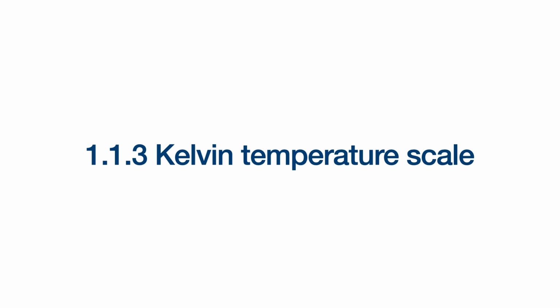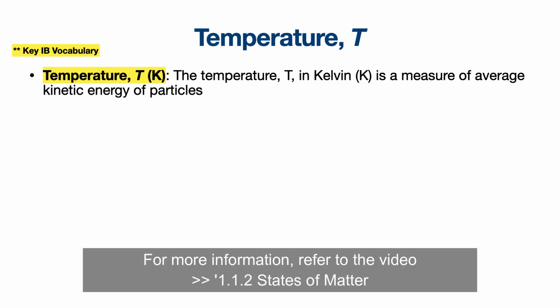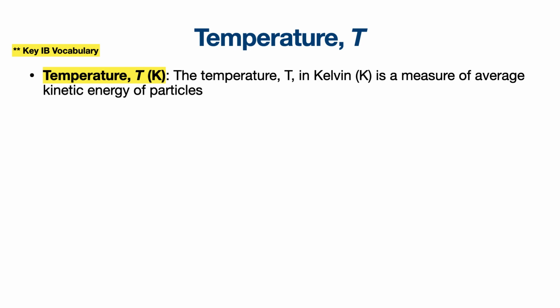Let's begin. Temperature. IB defines temperature in Kelvin as a measure of average kinetic energy of particles. This definition aligns with the kinetic theory of gases, which states that the temperature of a gas is directly proportional to the average kinetic energy of its particles.